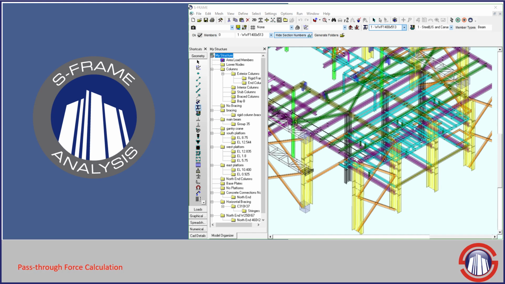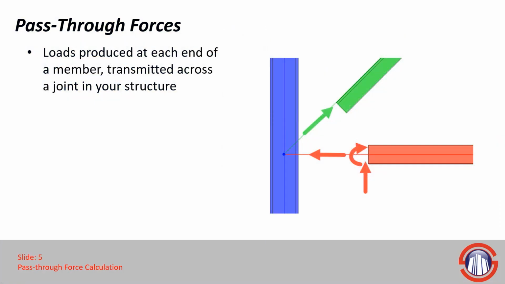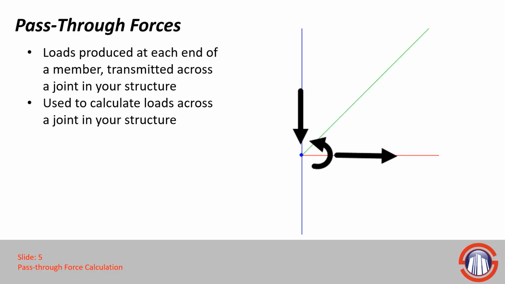So what are pass-through forces? Basically, you can think of them as the loads that are produced at the end of a member transmitted across a joint in your structure. And they'd be used to calculate the forces across a joint in your structure from the different member contributions.